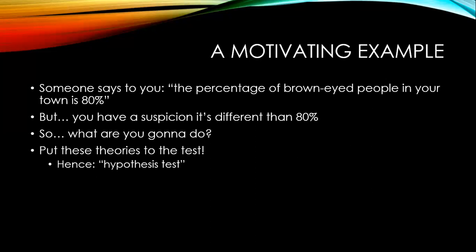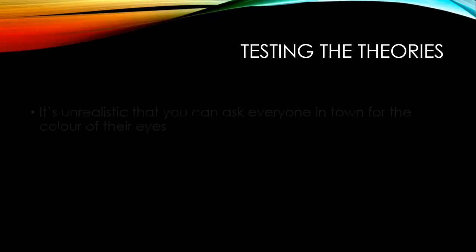So you've got a hypothesis. Someone suggested that the percentage of brown-eyed people in your town is 80%. And then you've got this other, alternative hypothesis, that it's not 80%. So we're going to collect some data and see which hypothesis is more likely to be true. That's the idea of a hypothesis test. Okay, so we're going to test the theories. That's what we want to do.